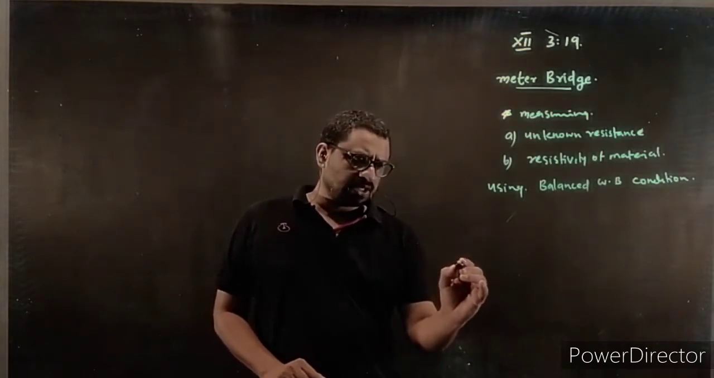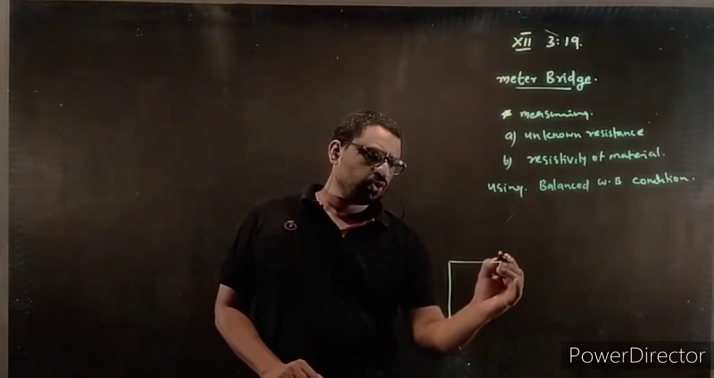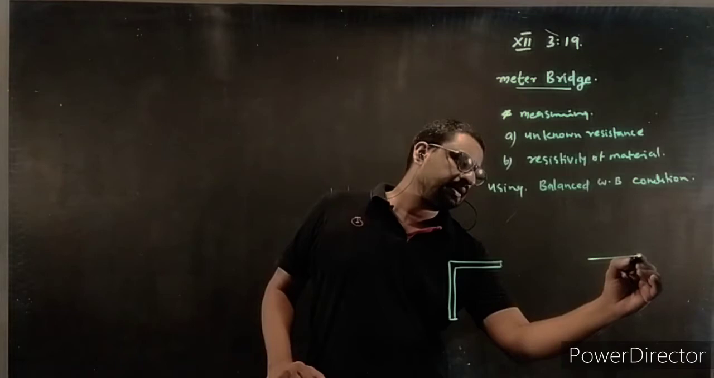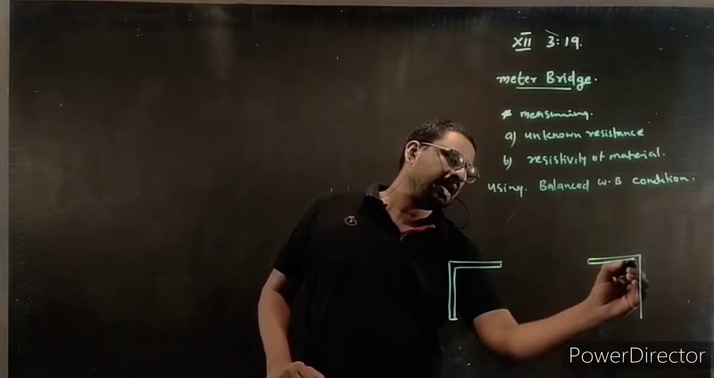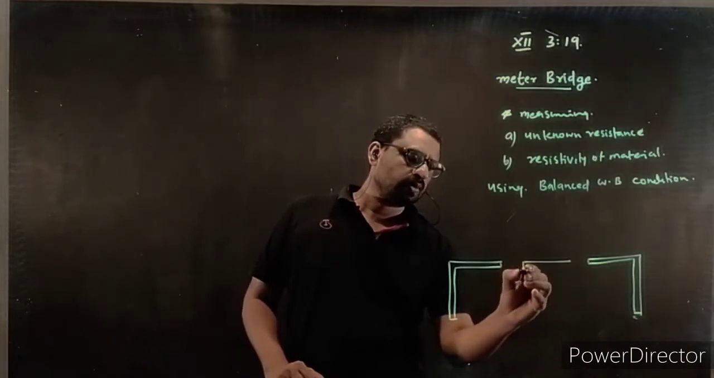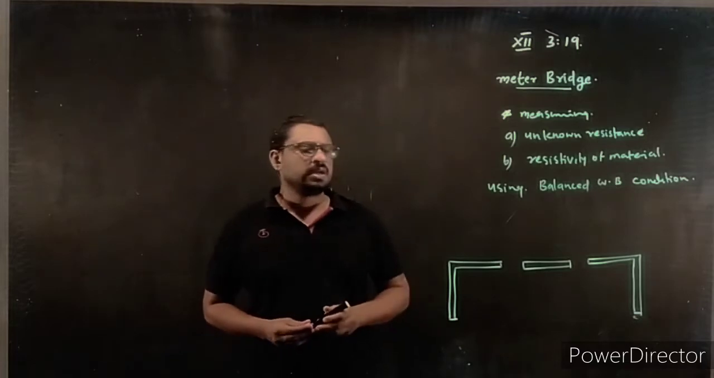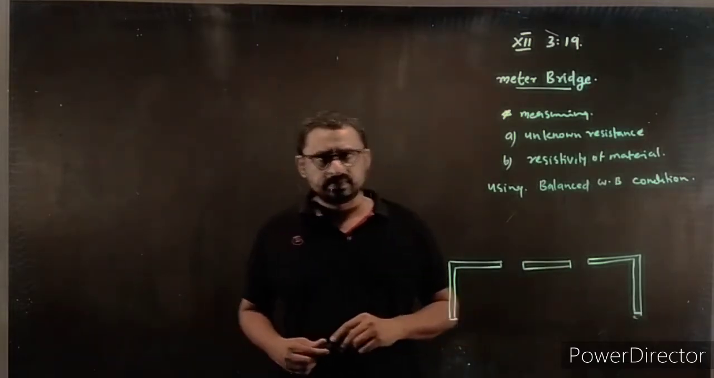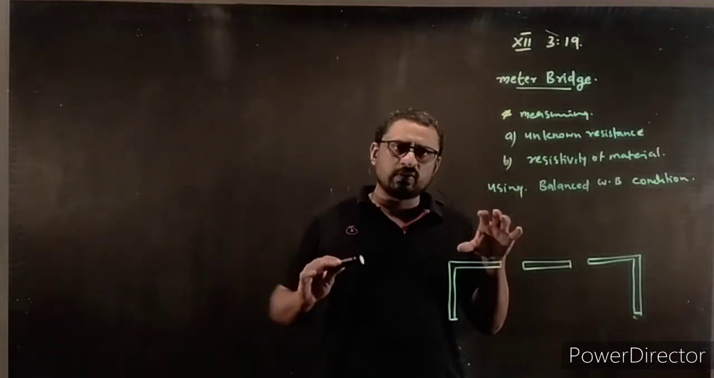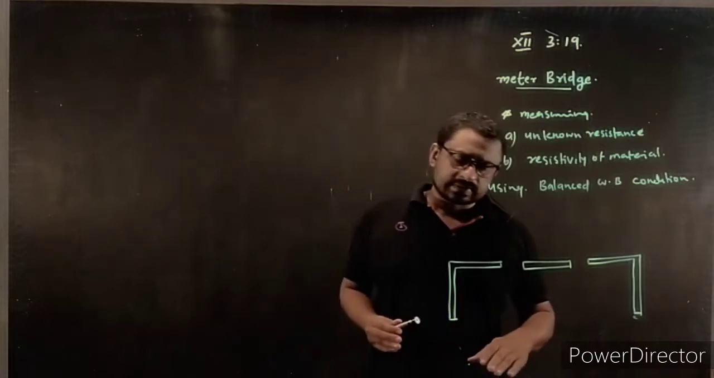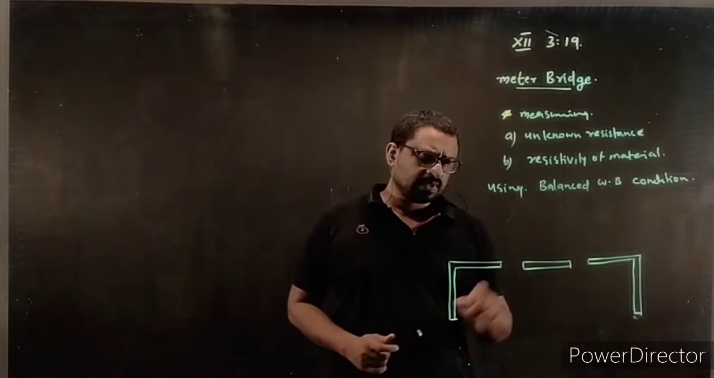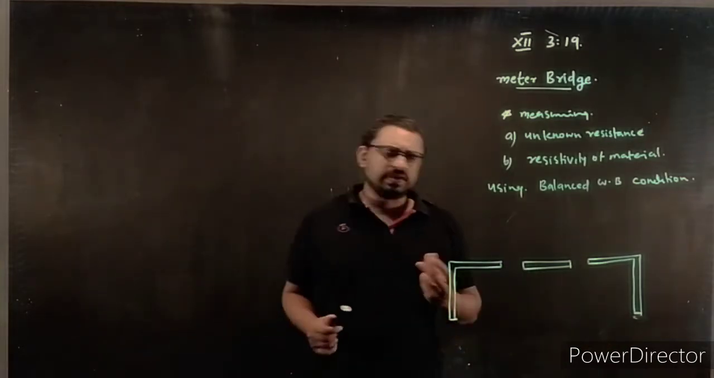Actually, a meter bridge consists of two L-shaped metallic strips and one horizontal metallic strip, which have got two gaps. It is fixed on a wooden plank, something like that. And it has simply copper strips, which have got two gaps.